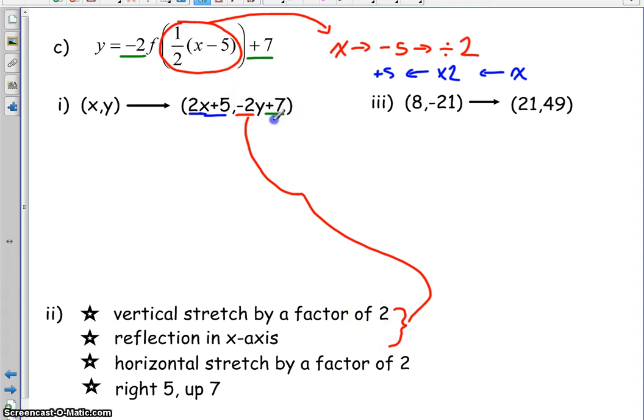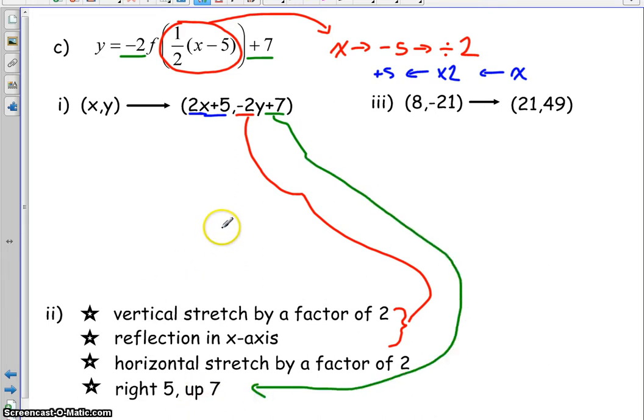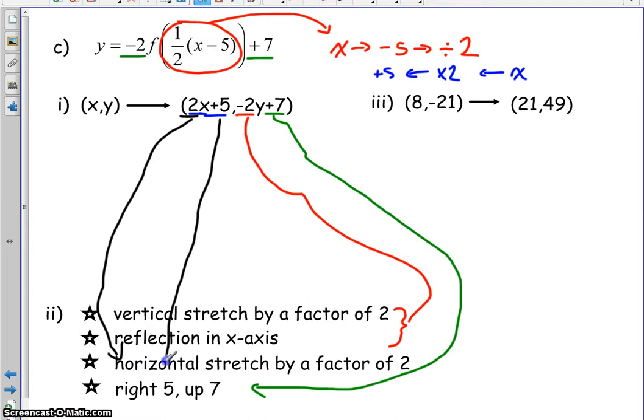Then we have a plus 7, so that means sometime later on in your transformations, the up 7 should happen. Again, you cannot write the up 7 before the vertical stretch and reflection because, according to the mapping rule, the multiplication by negative 2 happens first. Looking at x, the multiplication by 2 happens first, so the first thing for x that needs to be written is the horizontal stretch by a factor of 2, followed by the plus 5, which means we go right 5.